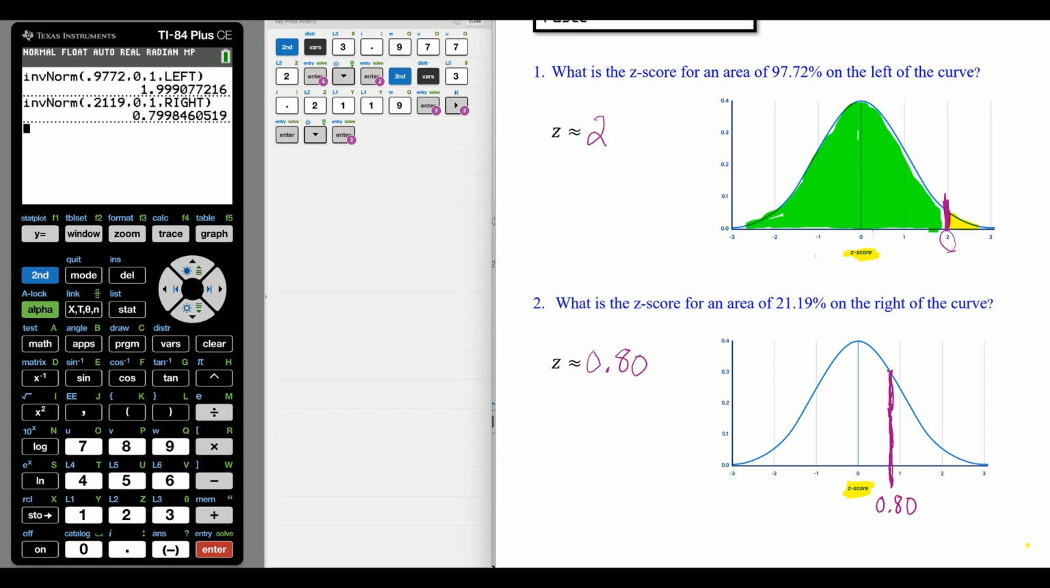Now, if you watched my video from about 2 or 3 videos in the past, you might want to go look for that. We had it reversed, and that's one reason why I'm doing this. You were given the z-score, but you had to go find the percent of the area.